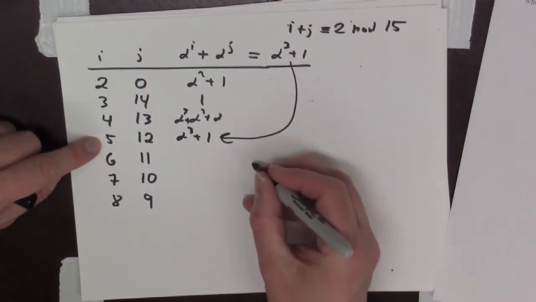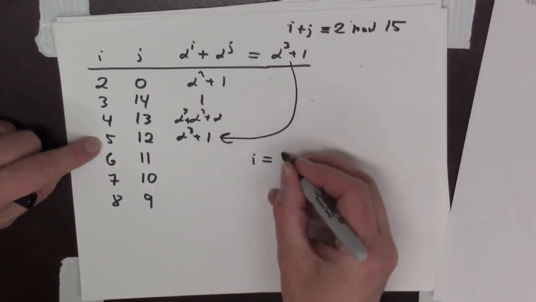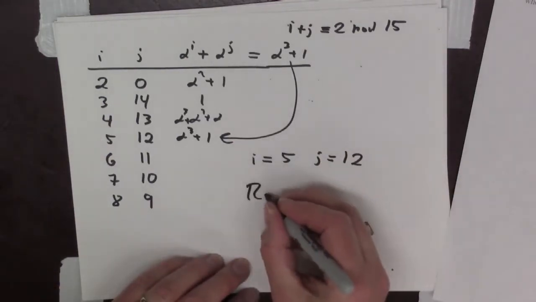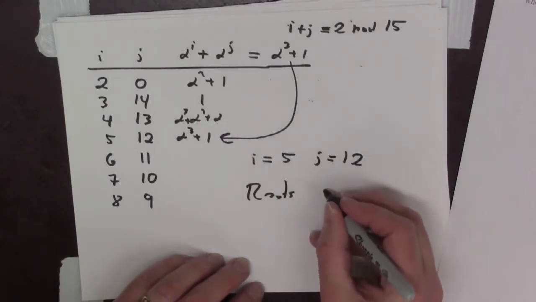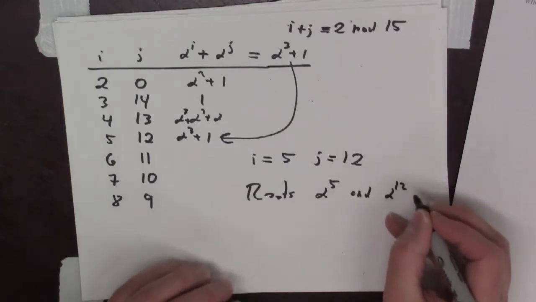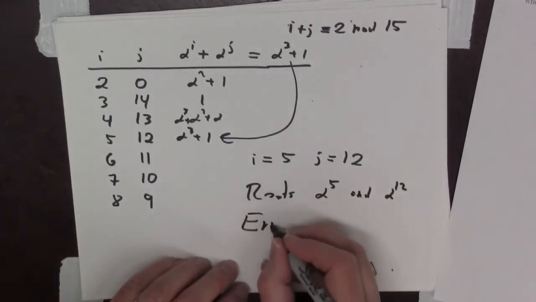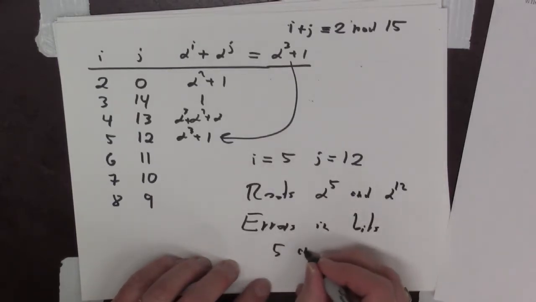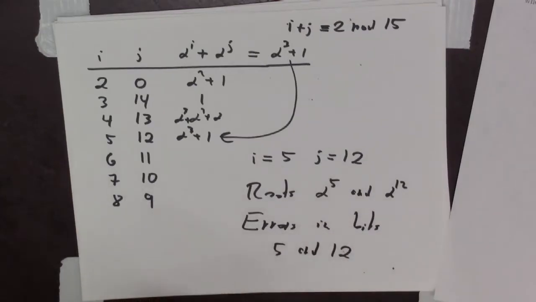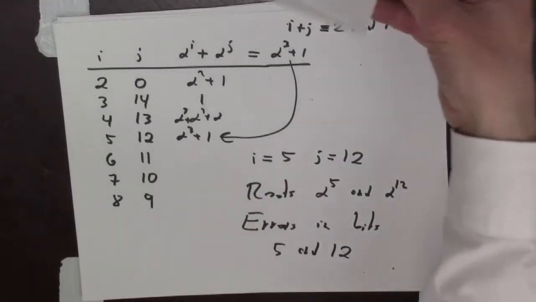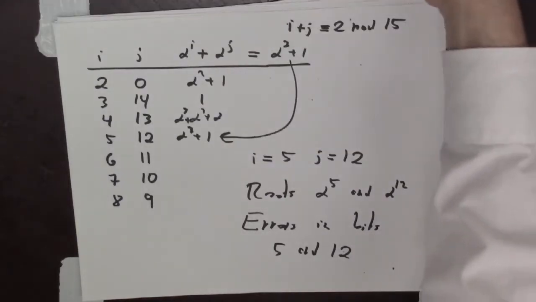So we get the roots, alpha to the 5 and alpha to the 12. Well, order doesn't matter. So errors in bits 5 and 12. Let's go back. Here, errors in bits 5 and 12.